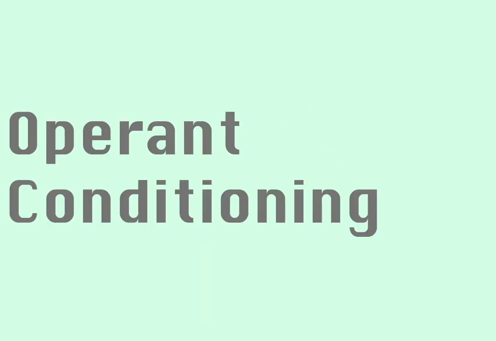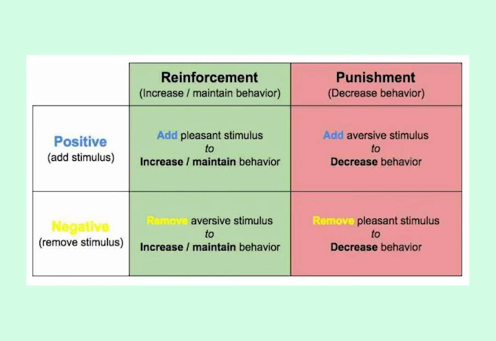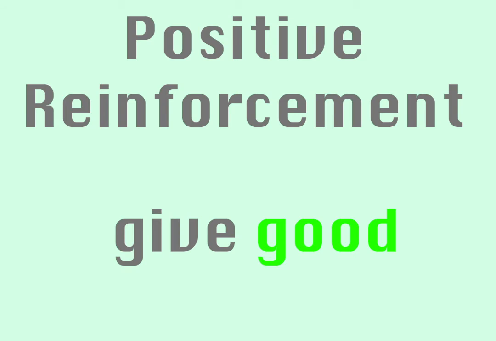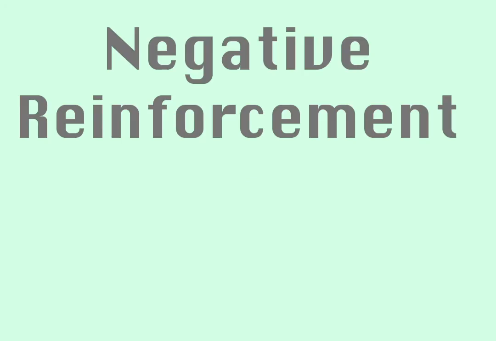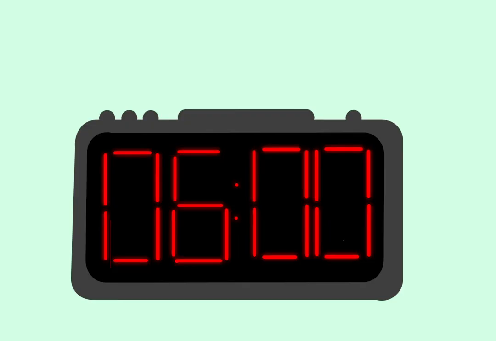The other type of conditioning is operant conditioning, which teaches behaviors through rewards and punishments. The four kinds of operant conditioning are: positive reinforcement strengthens a behavior by giving something good. For example, by giving a child a piece of candy or a good job sticker. Negative reinforcement, which strengthens a response by taking away something bad. For example, when you get up in the morning, you turn off your annoying alarm.